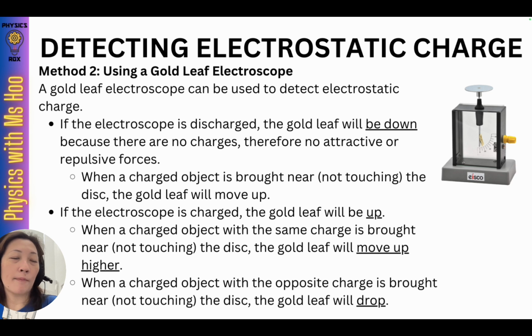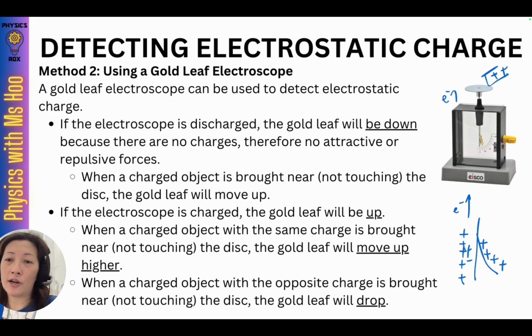So now let's look at the second part of this slide. If the electroscope was already charged, the gold leaf will be up. That means before we even start the experiment, we would already charge the gold leaf electroscope, meaning that the foil will already be upwards. So if you bring a charged object near the disc, the gold leaf will move even higher if it has the same charge. So for example, if the strip and the foil are already positively charged, you bring a positively charged object nearby, it causes electrons to move upwards.